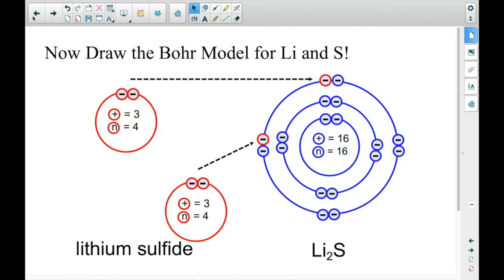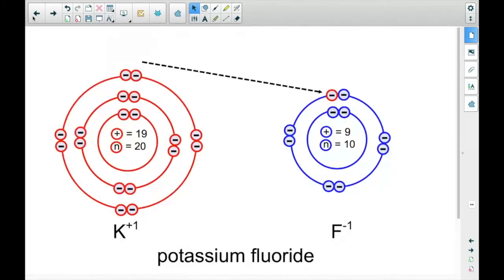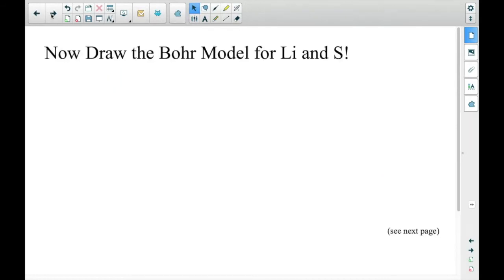Li2S, well, couldn't I just do that with one of the ones before? Couldn't I just do that with potassium? Can I just make this K2F? No, you can't make this K2F, because the K is giving away one, the F needs one, so this is going to be a 1-to-1 ratio. It's just going to be KF if I was writing the formula.